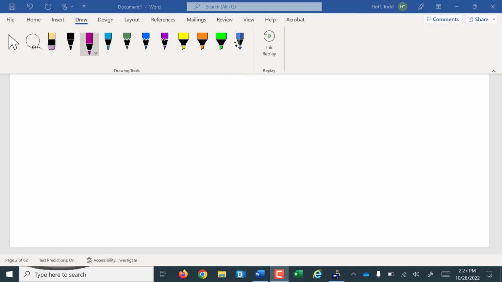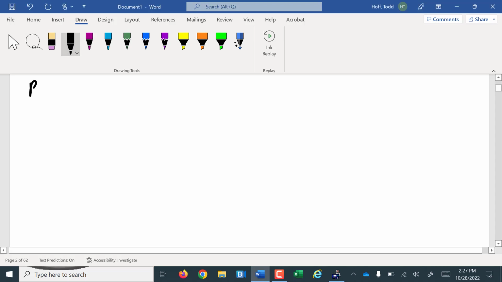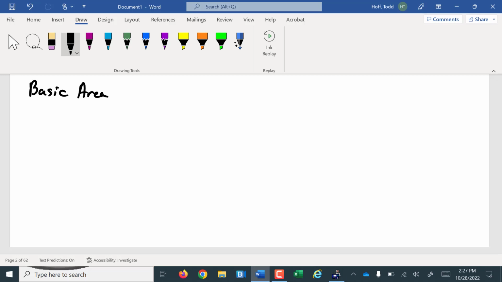So our new topic for today, we're going to start working with basic area. And basic area is derived, well, everything in geometry is derived from the most basic concept. In geometry, that most basic concept is that thing right there. It's just a location. It's called a point.